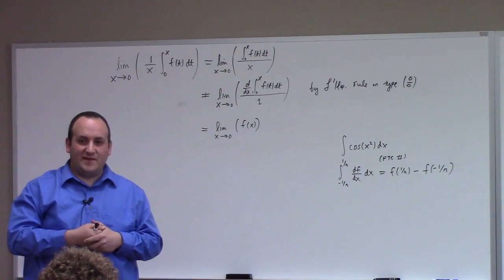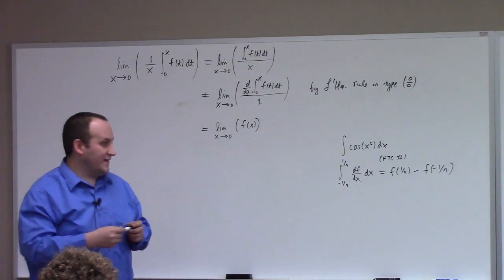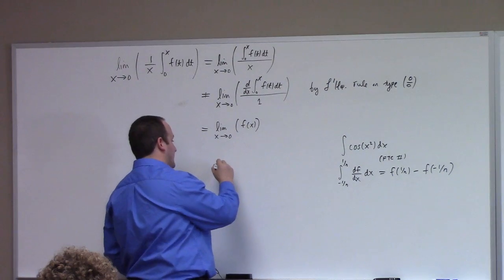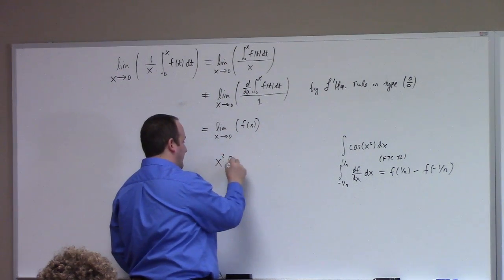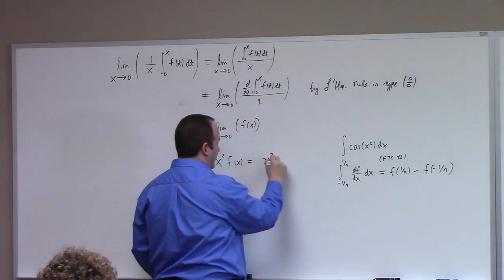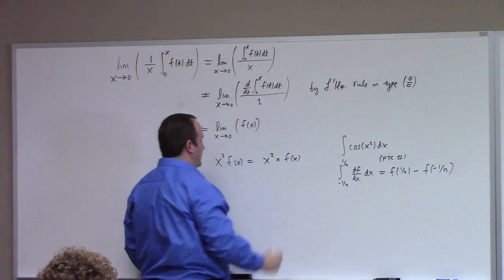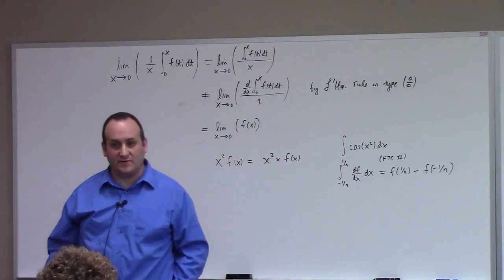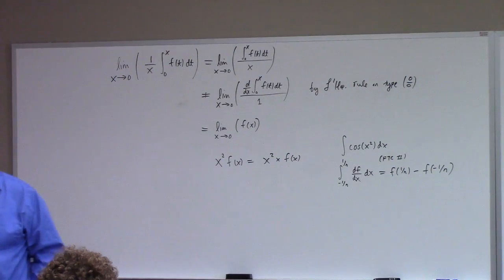Now, there are some things I refuse to accept. Like, I will not accept that if you've got x squared times f of x, you write that that's equal to x squared times f of x. I can't do it. I'm sorry. I cannot allow this notation. I will not allow it.